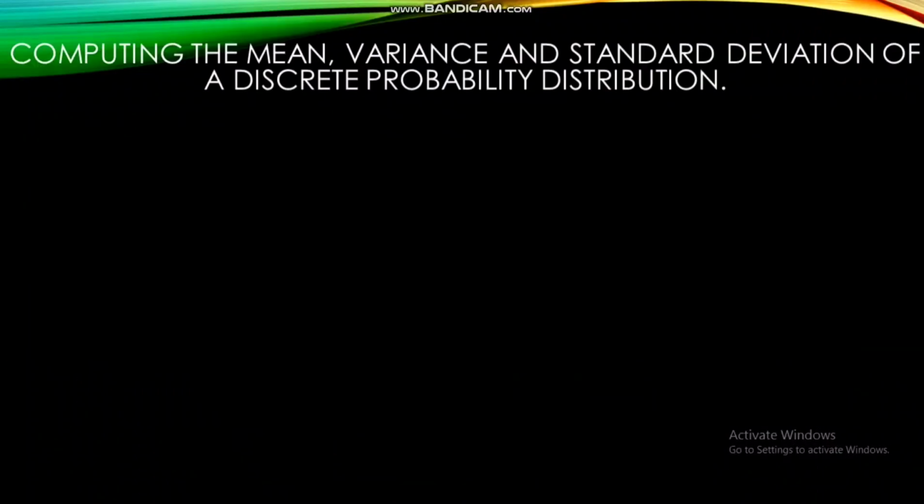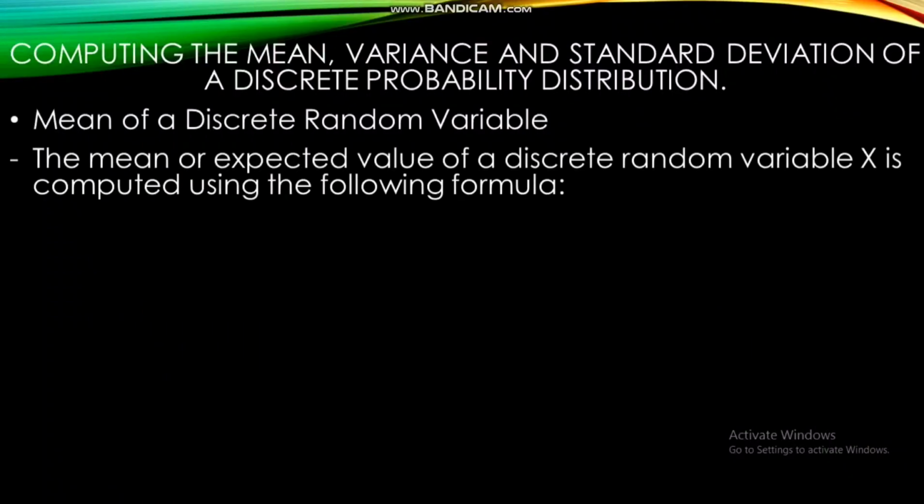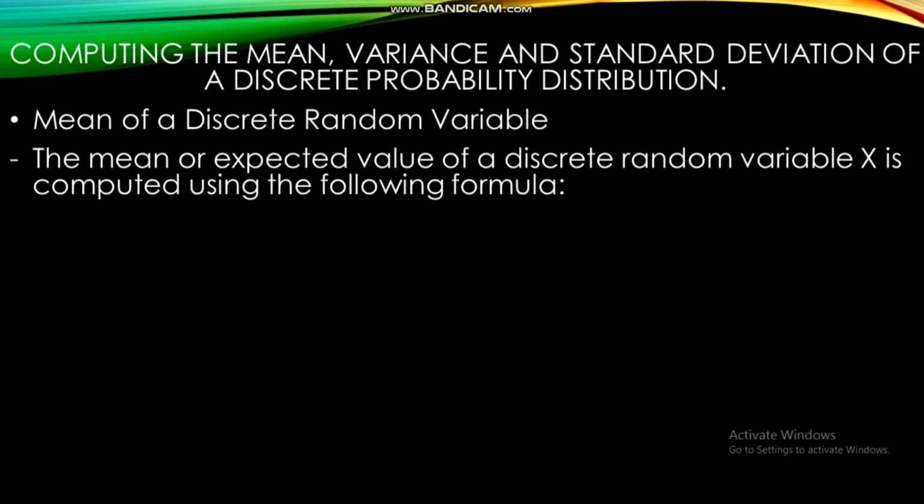So today we will discuss how to solve for the mean, variance, and standard deviation of a discrete random variable. The mean of a discrete random variable, which is the expected value of a discrete random variable x, is computed using a formula. So you will use this formula in order to compute for the mean of a discrete random variable.